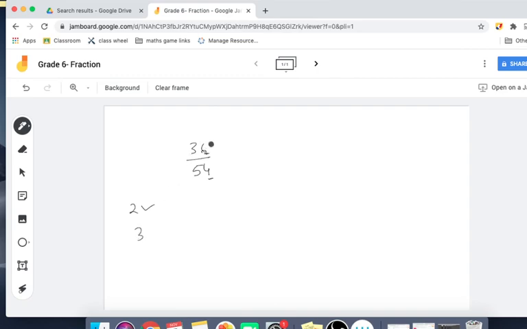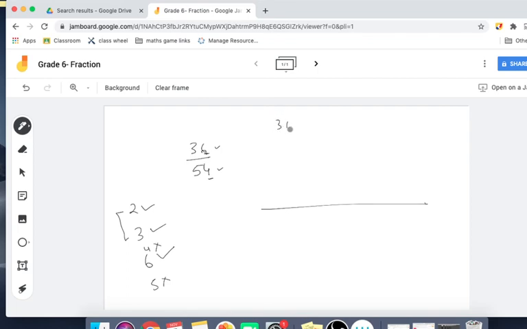6 plus 3 is 9. Yes, it is divisible by 3. 4 plus 5 is 9. Yes, it is divisible by 3. So both are divisible by 3. If a number is divisible by 2 and 3, we can say that it is divisible by 6 also. Okay, and it is not divisible by 4, it is not divisible by 5. So let's try it with 2. Then I will tell you the secret behind this.